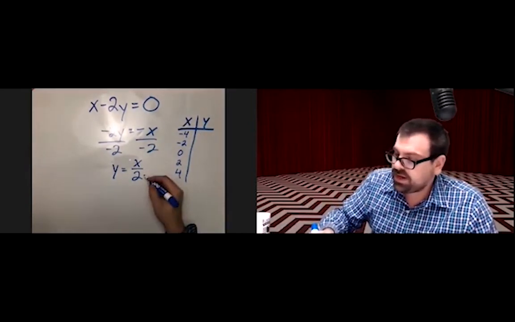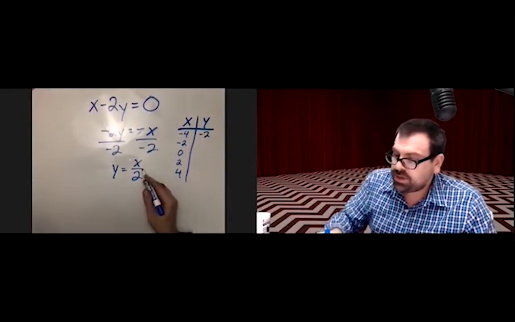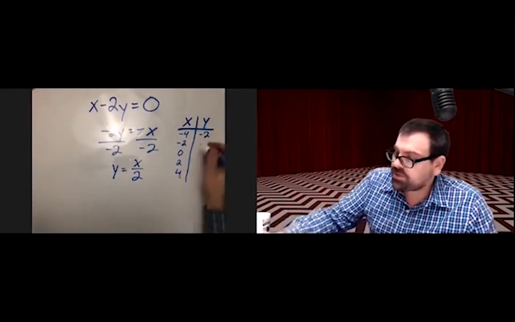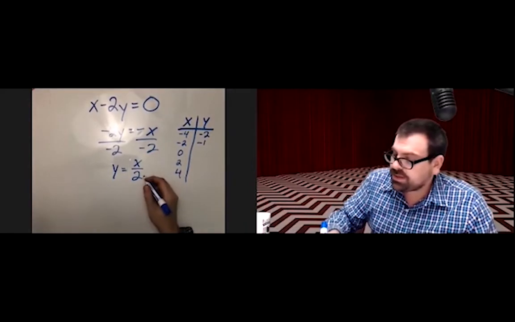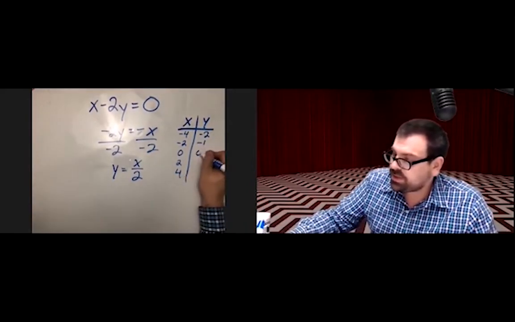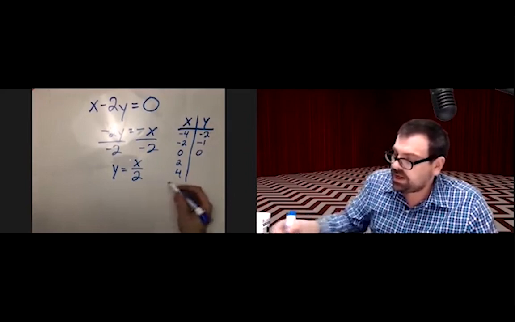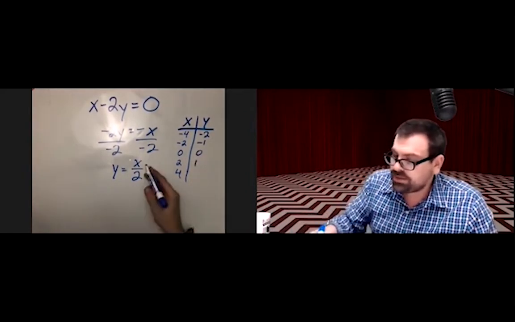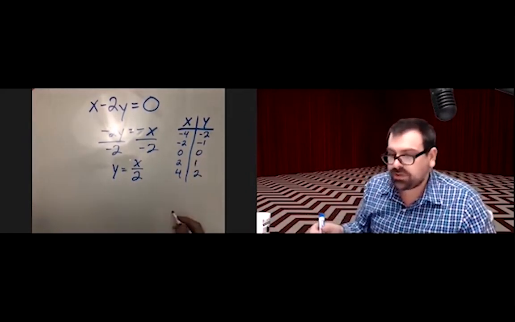-4 divided by 2 is -2. -2 divided by 2 is -1. 0 divided by 2 is 0. 2 divided by 2 is 1. 4 divided by 2 is 2.